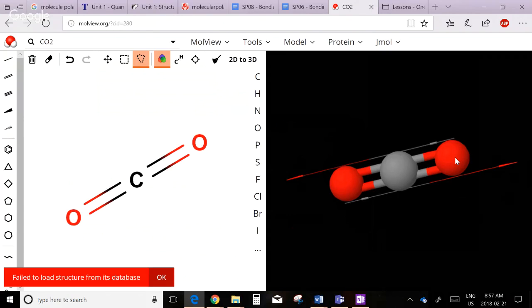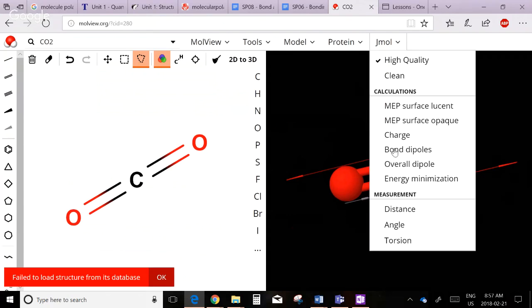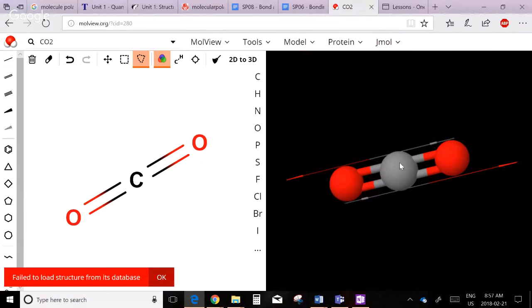Does that make sense? But now if I go to Jmol and I click overall dipole, it should add an arrow for the total dipole. But watch. Nothing. That makes sense?